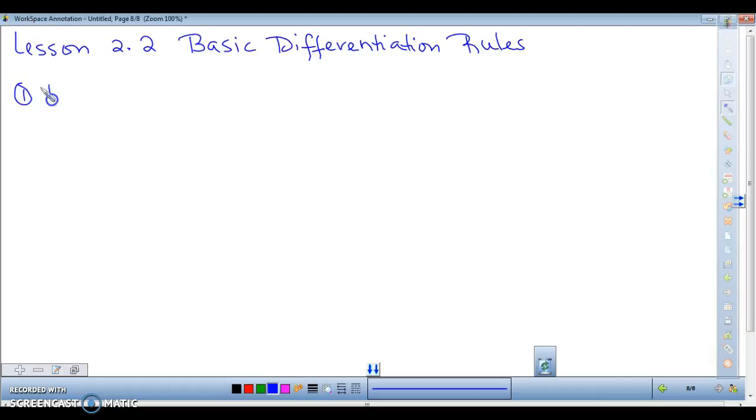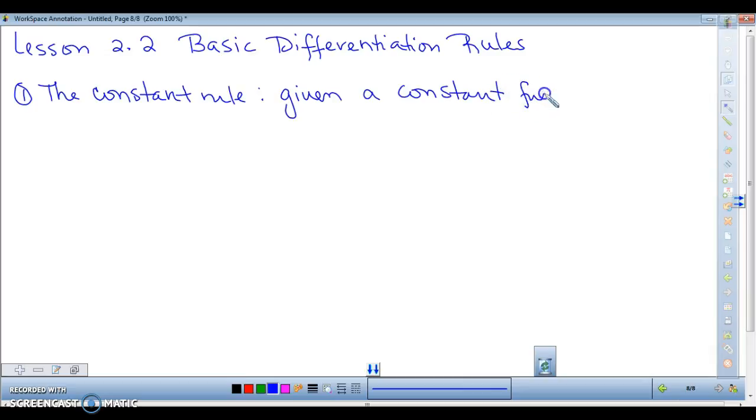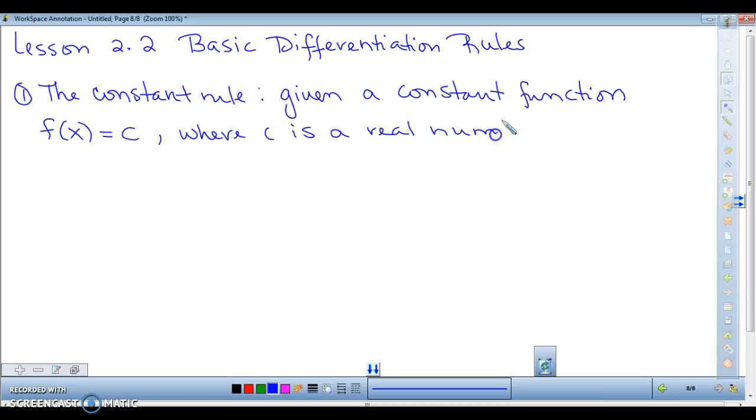Okay, the first one is the constant rule, which simply says that if you're given a constant function, such as f of x is equal to c, where of course c is a real number, then the derivative of c with respect to x is going to be 0.